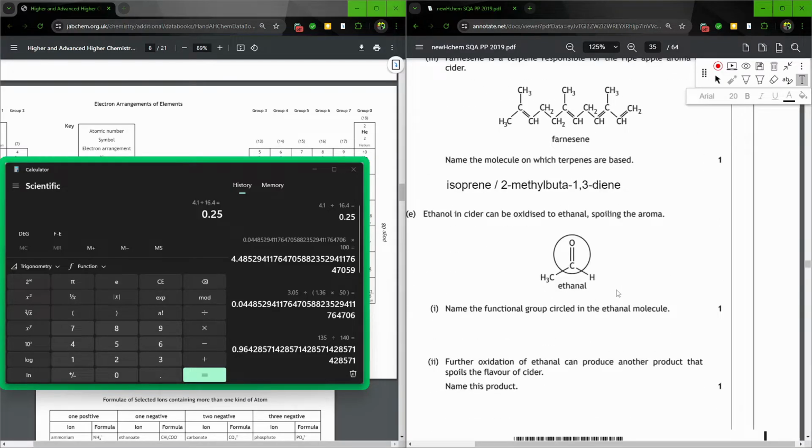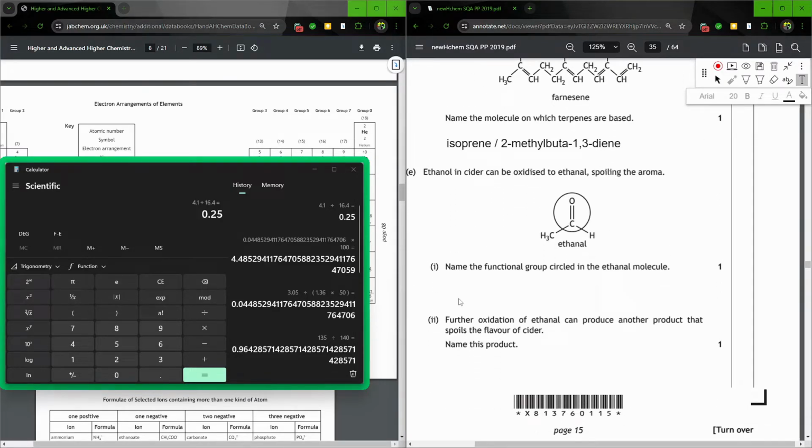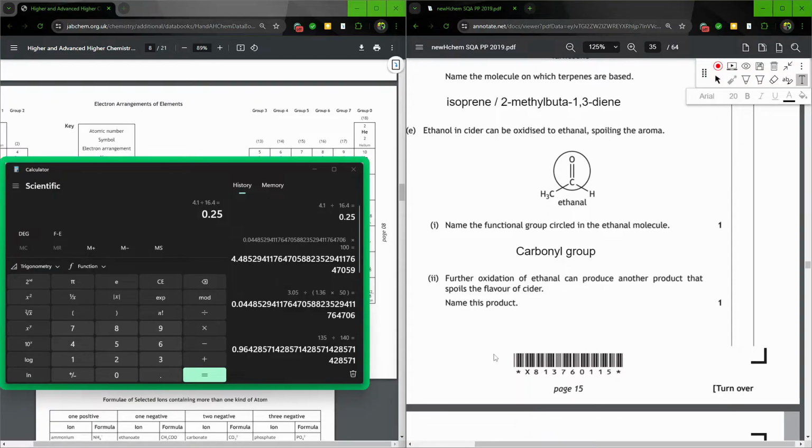Ethanol in cider can be oxidized to ethanal, spoiling the aroma. Name the functional group circled in the ethanal molecule. Clearly, this is going to be a carbonyl group. Carbonyl groups are just double bonded oxygens to a carbon. So it'd just be carbonyl.